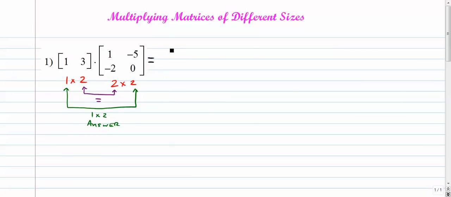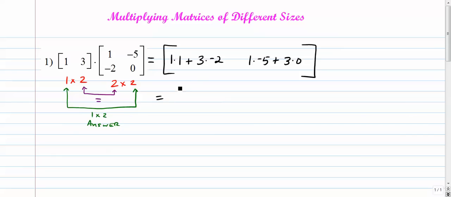Alright, so here we go. We've got a 1 by 2 matrix, so it's 1 row and 2 columns. Here we go. 1 times 1 plus 3 times negative 2. Over here we're going to use 1 times negative 5 plus 3 times 0.